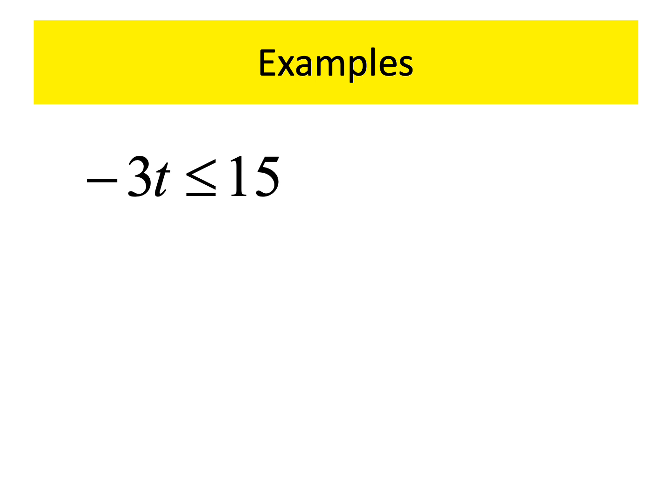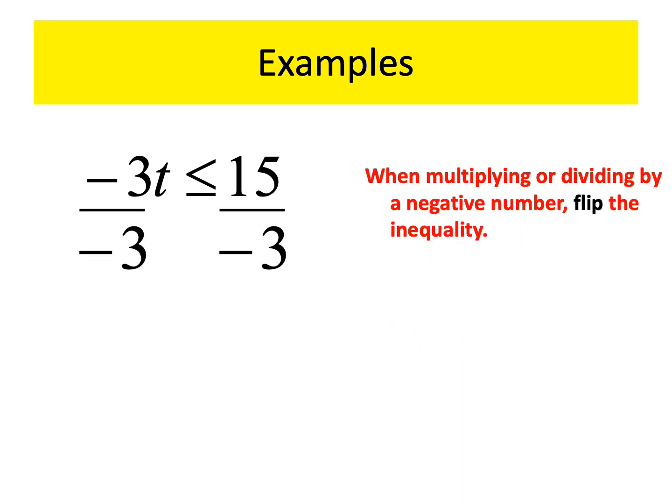Okay, here's another one. How do we get rid of that negative 3? We divide both sides by a negative 3. But remember, whenever you multiply or divide by a negative number, you need to flip the inequality. So when I write the answer, I'm going to write it with a flipped inequality. Okay?